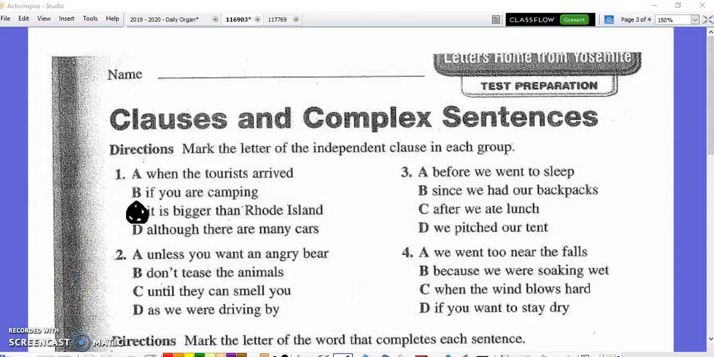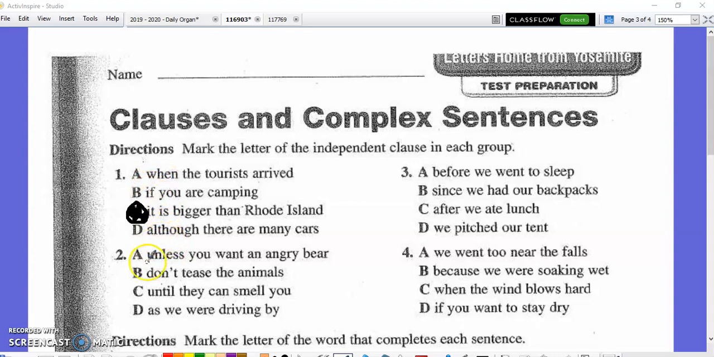The answer is C. It is bigger than Rhode Island. It's because it expresses a complete thought, has a subject and a predicate. The others do not have complete thoughts, and they are dependent clauses. Some of them even have clue words like when, if, and although.